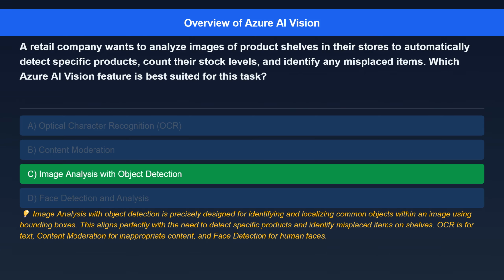The correct answer is image analysis with object detection. Here's the explanation. Image analysis with object detection is precisely designed for identifying and localizing common objects within an image using bounding boxes. This aligns perfectly with the need to detect specific products and identify misplaced items on shelves. OCR is for text, content moderation for inappropriate content, and face detection for human faces.